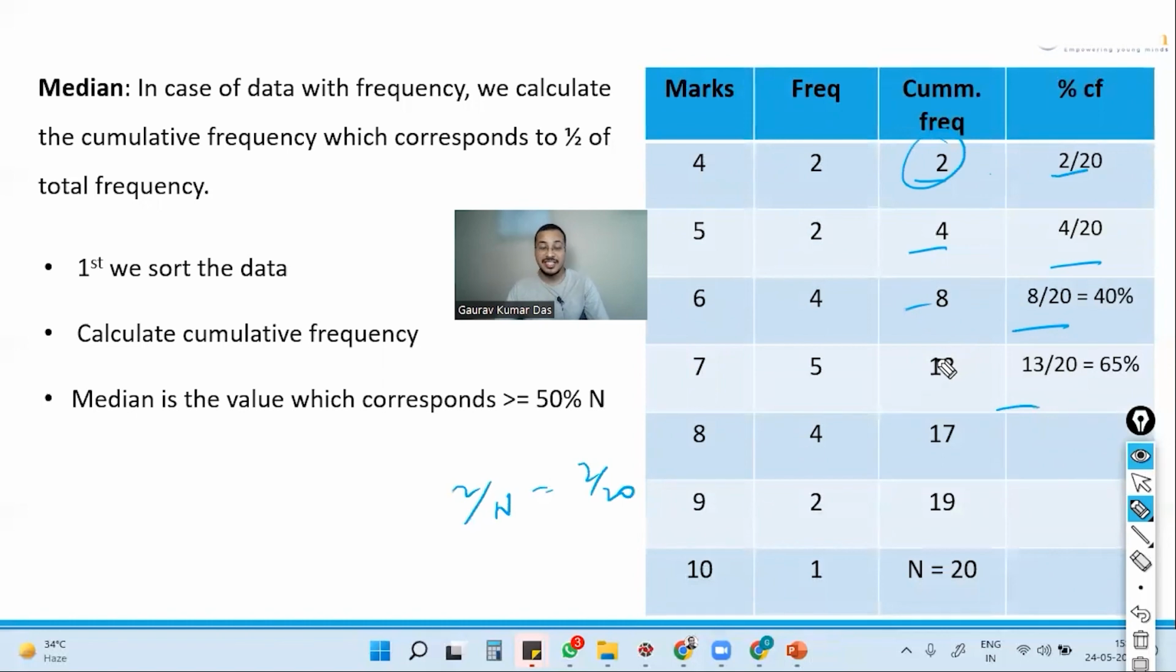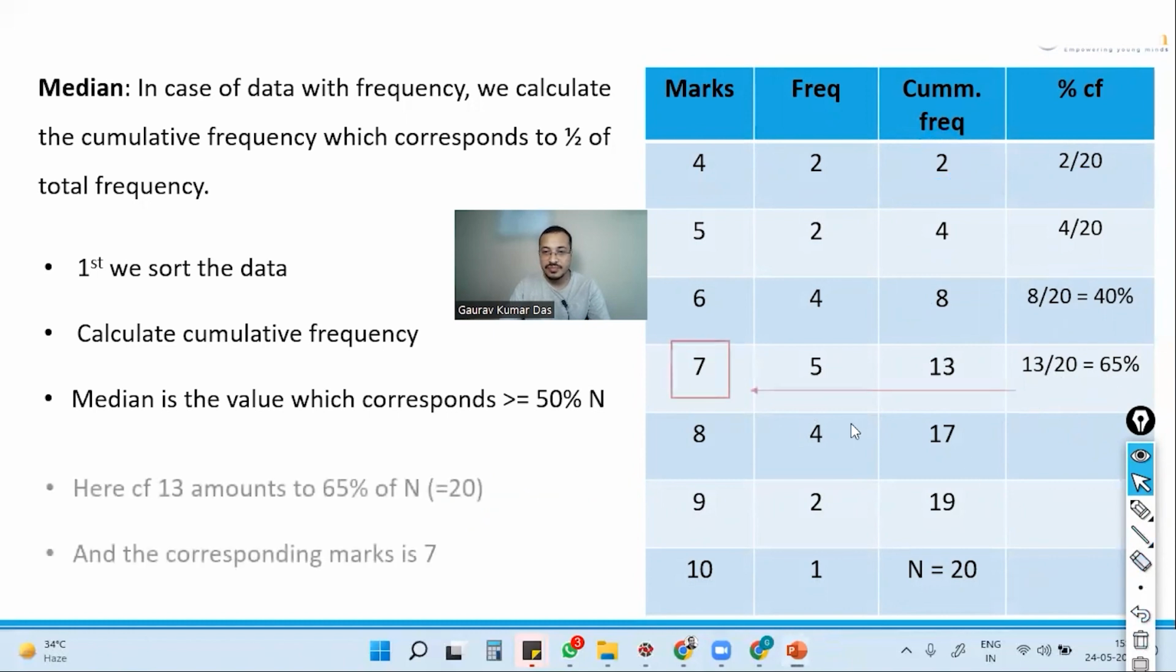But 13 by 20 has crossed 10. 10 by 20 is 50%. So 13 by 20 has crossed the 50% mark, which is 65%. So this becomes my median value. So if you look at this, here the cumulative value, which is 13, amounts to 65% of n, which is 20, and the corresponding marks is 7. So this becomes my median value.